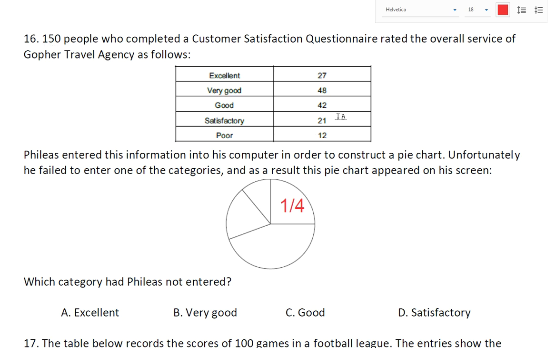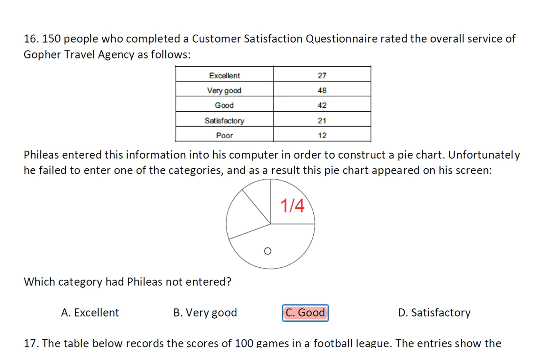Now I know these add up to 150 altogether. We've already been told that. If I take 42 from 150, I'm left with 108. So I think the one he has left out is good, 42. All right, good hasn't been included. Let's check. So that one I'm saying is excellent, 27.